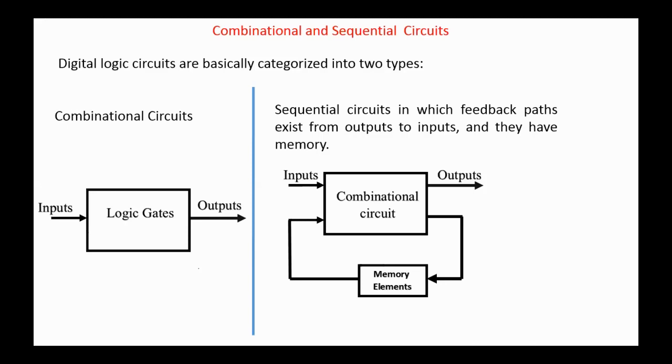Digital logic circuits are classified into combinational and sequential logic circuits. In a combinational logic circuit, any of the outputs is a function only of the inputs. While in a sequential logic circuit, any of the outputs is a function of the inputs and the present state, since we have a feedback in the circuit and memory elements.